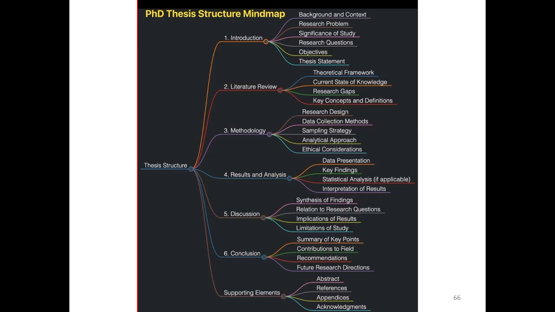Then the conclusion, where we are summarizing the key points, making contributions to the field, and giving the recommendations you are suggesting, and the future research directions, and supporting elements like supplementary material such as abstract, references, appendices, and acknowledgement. This is the general idea about a PhD thesis structure.